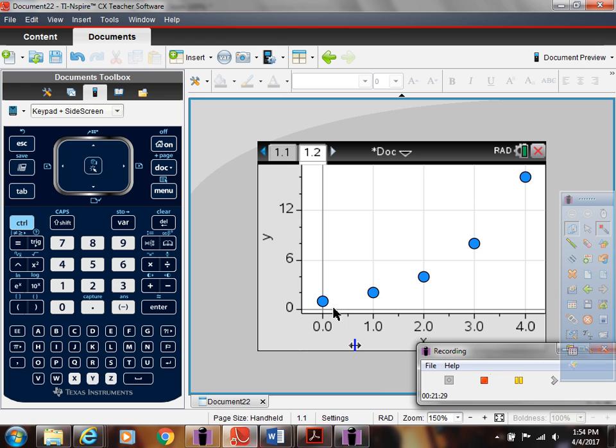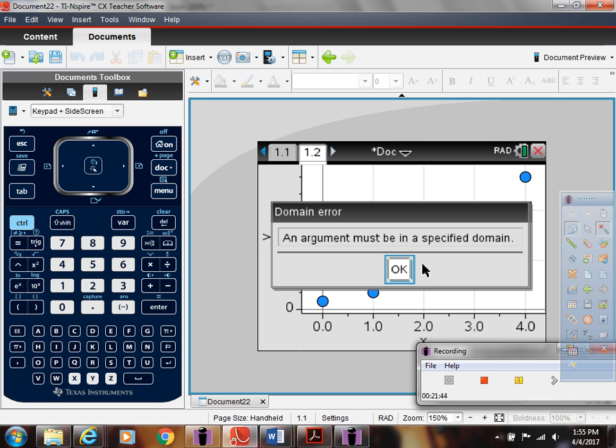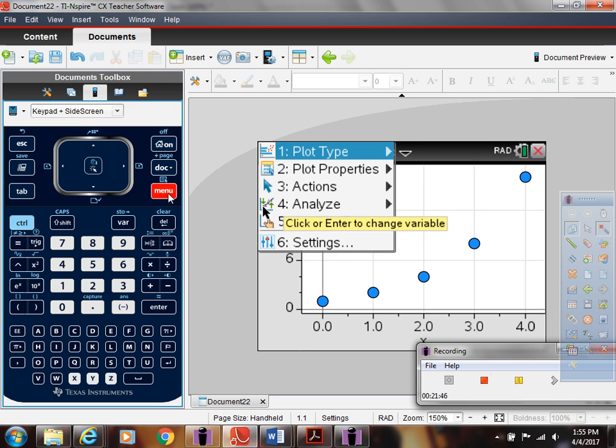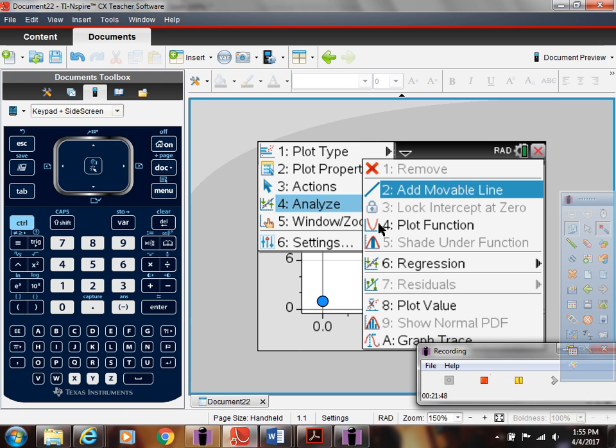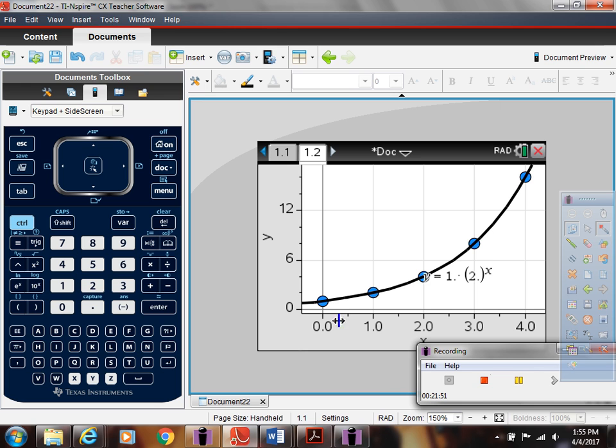So this could be quadratic, because it could be like a really, really wide U, or it could be exponential. So which one do you think it is? Exponential. Exponential, let's try it. Oops, I don't think I did the right one. Analyze, go to regression, and go to exponential. Yeah, that looks good. Look at how good that goes through. It goes right through the middle of every dot. So there's your equation right there.